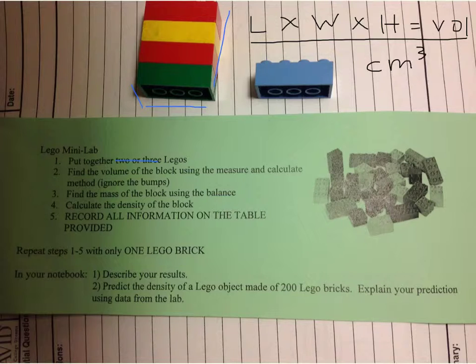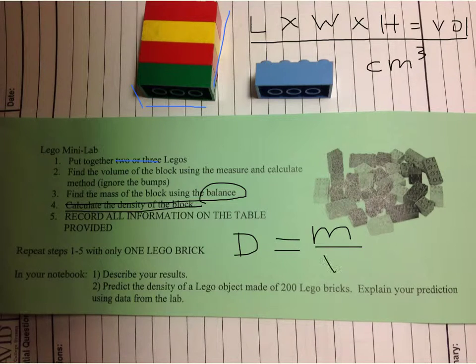After you've found the volume, you're going to find the mass of the block using the balance. Please be careful with the balances and take your time so that you can find a very accurate mass. The next step, step 4, you're going to calculate the density of the block. And remember that density is equal to the mass that you find on the balance divided by the volume. The units for mass are grams, and the units for volume in this case are centimeters cubed.